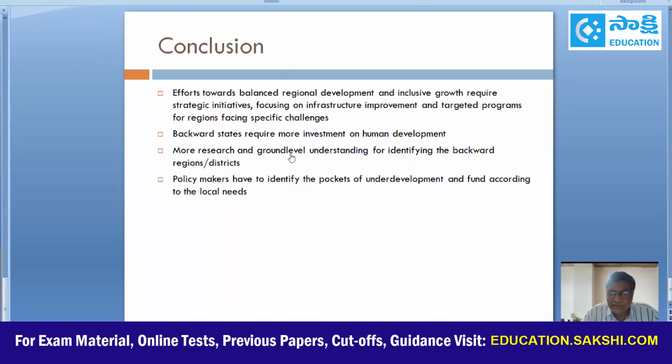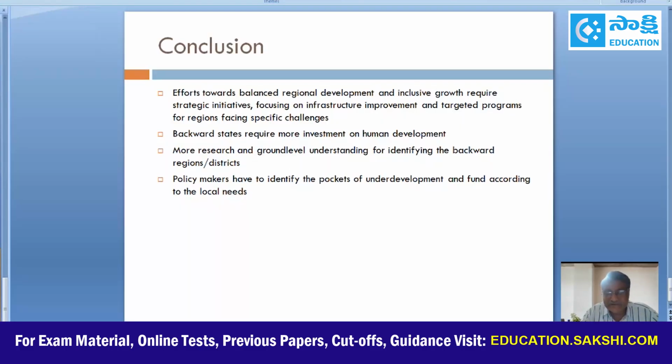And at the same time, more research and ground level understanding are required to identify the backward regions. Because in my presentation at different times, I told that different districts, sometimes we have seen 280 districts, 112 districts, like that we have seen the program covers this much of districts. So in order to identify the backward regions, more research and ground level understanding is required.